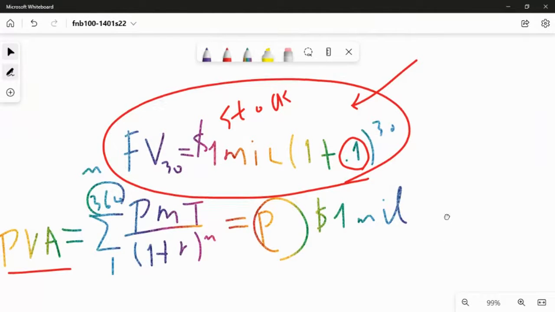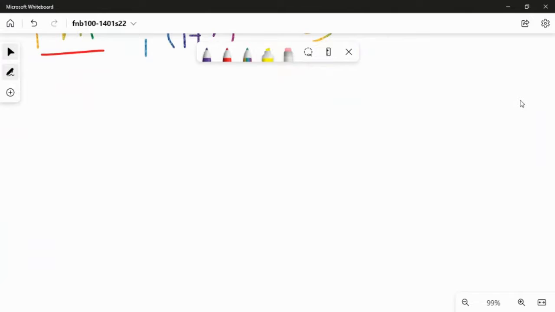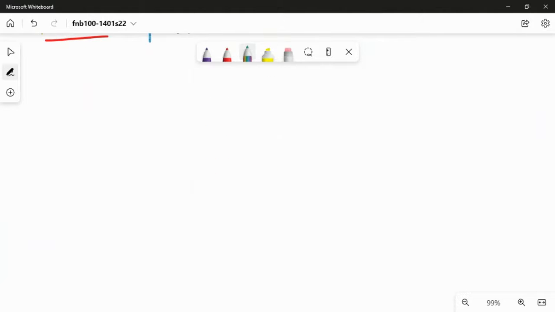Everyone understands what opportunity cost is, because if you have taken any microeconomics, you would know what opportunity cost is.